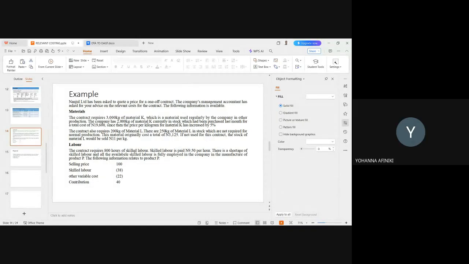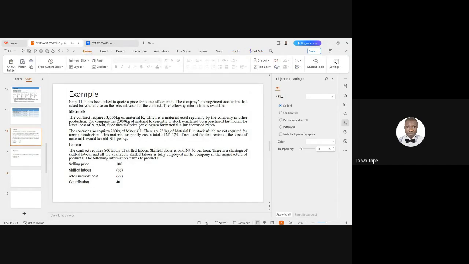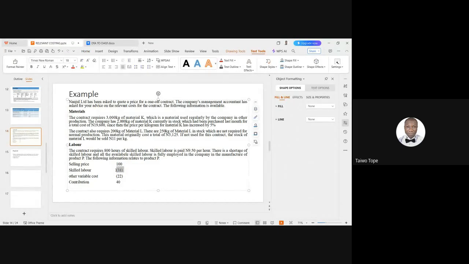How did they get that 10, please? Okay, let me just show the workings now. How we derive the 10 is this. We said skilled labor, the overall cost is what? 38 naira, right? Yes, sir. How much are you paying them per hour? 9 naira 50 kobo. How many hours have they worked that you now pay them 38 naira?